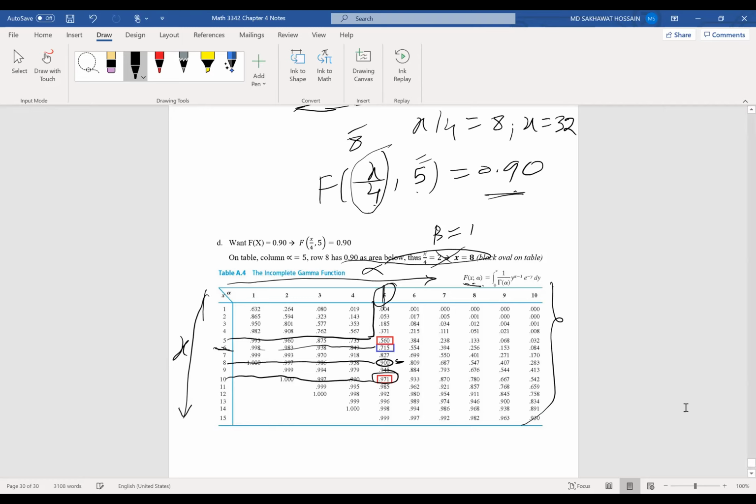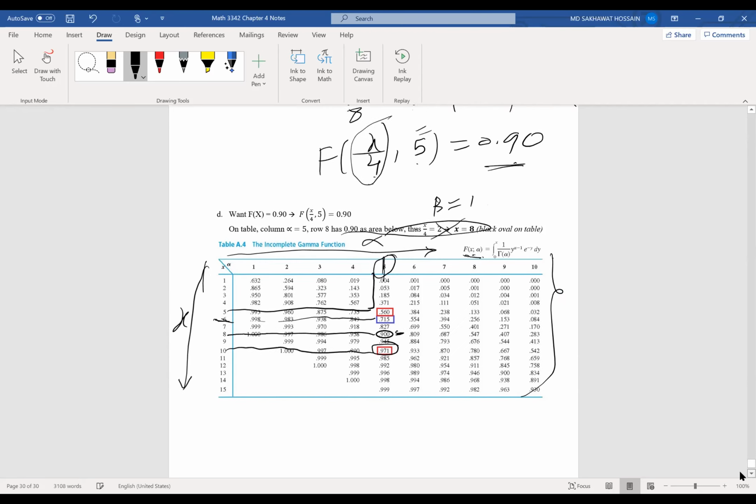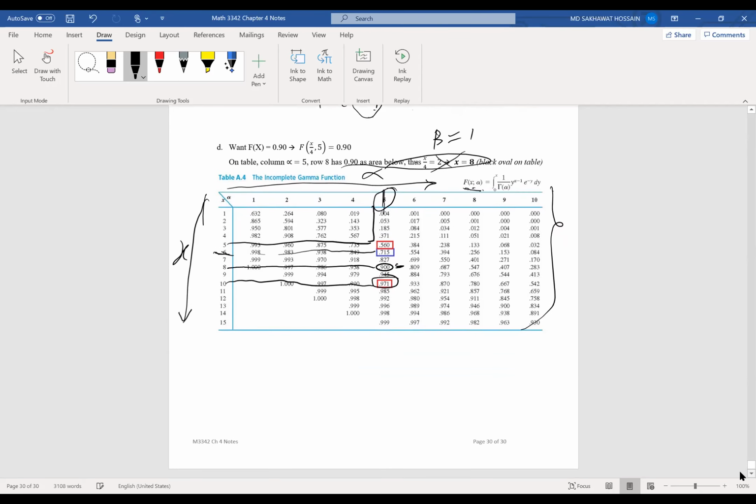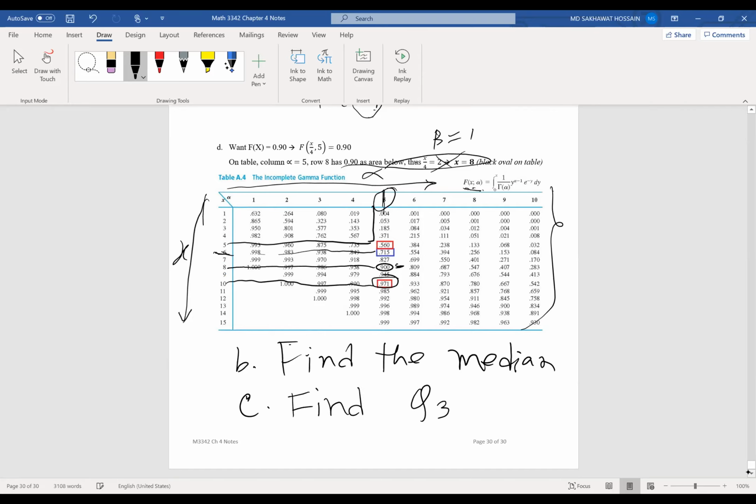So now I'll ask you two follow-up questions here. You have part A, so B will be: find the median, and C is: find Q3. These two questions are also part of your quiz.